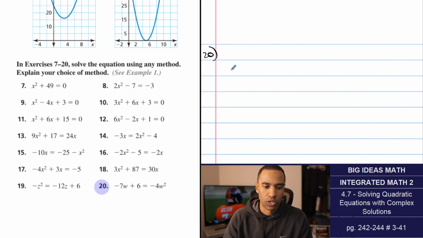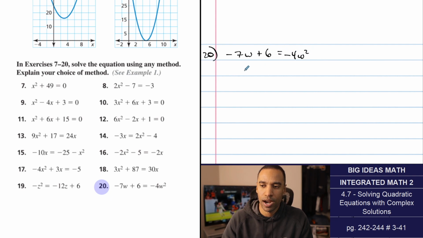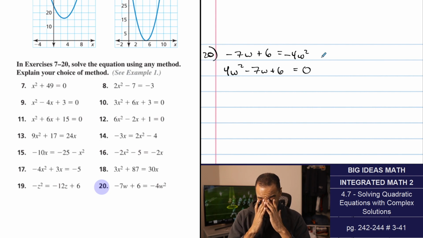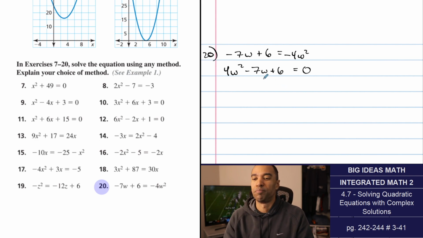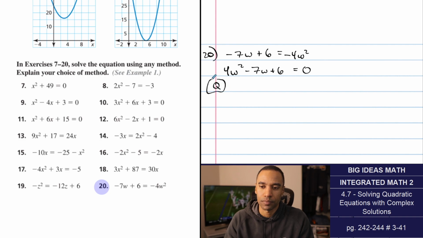Looks like it's ready for quadratic formula if it's not factorable. Negative 7w plus 6 equals negative 4w squared. Let's add the 4w squared over. In case it is factorable, this might help us out. 3 and 2. I don't think it's factorable. All right, let's go for quadratic formula.